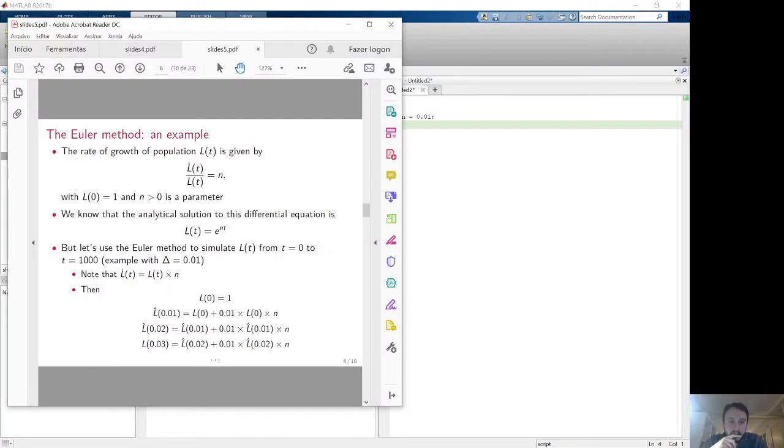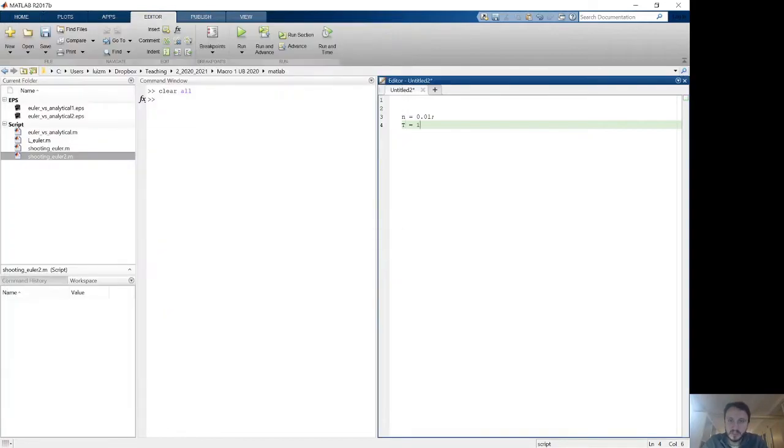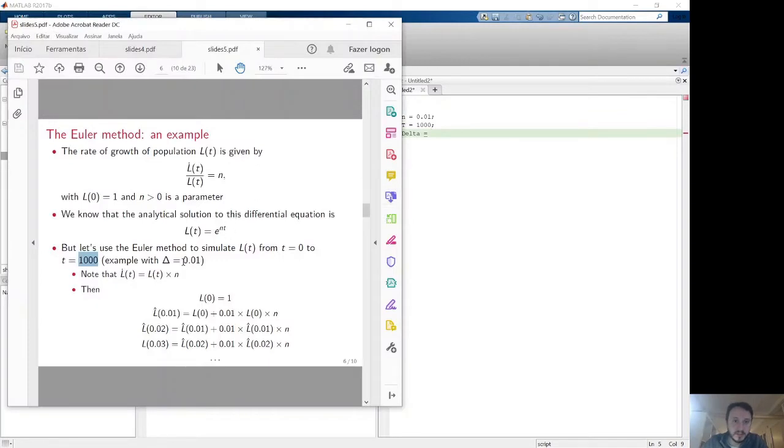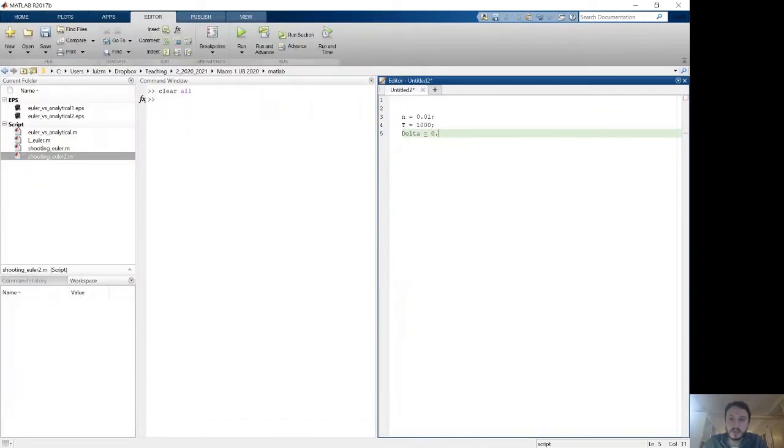And there are just two other things that we need to put here. We're gonna calculate for time periods from 0 up until 1000. So let's say big T is 1000, and the delta. Delta is 0.01. So we just put it here. Okay, I'm putting delta with some big D here because it's different from the small delta. So these are the parameters.